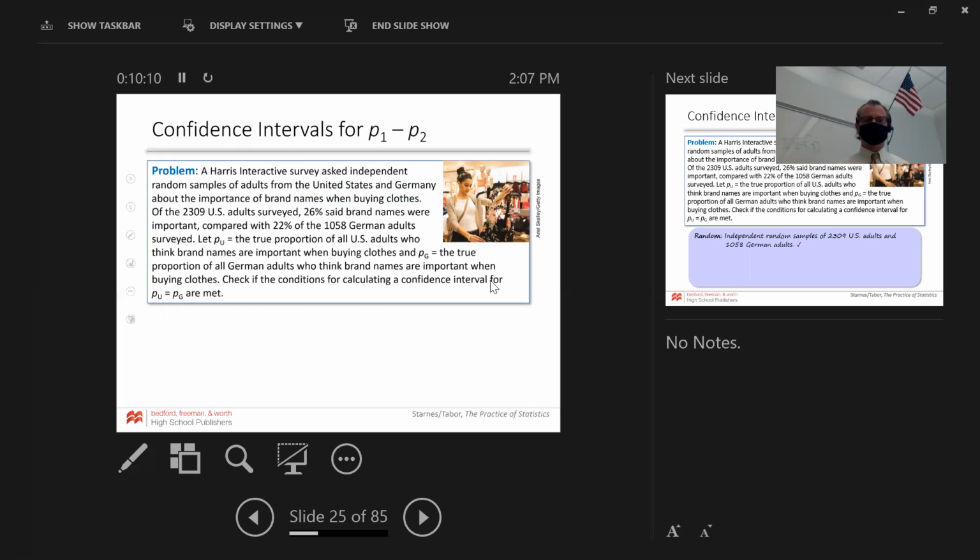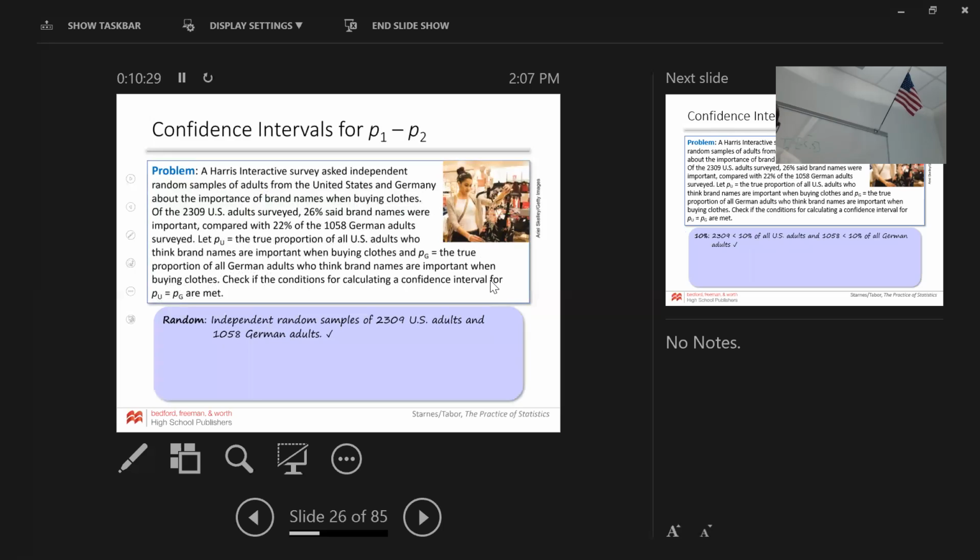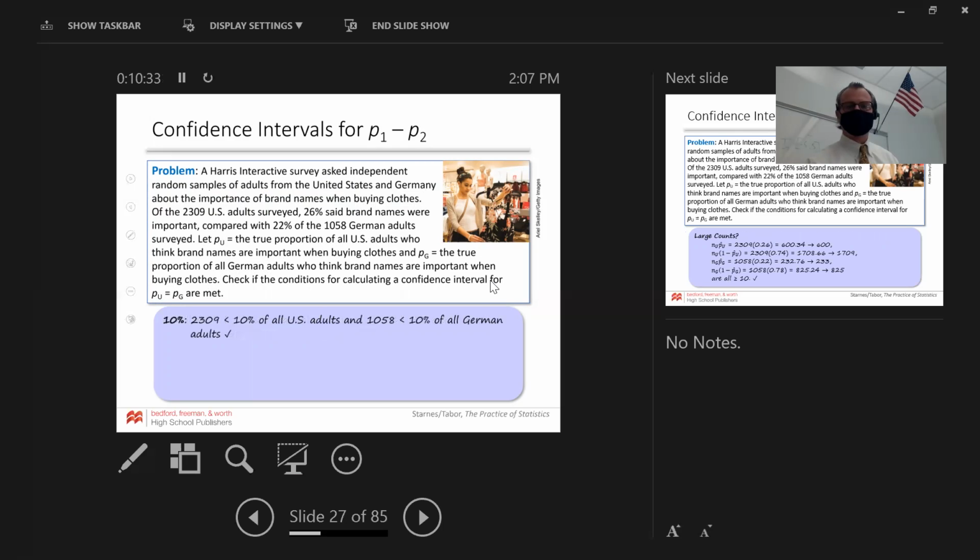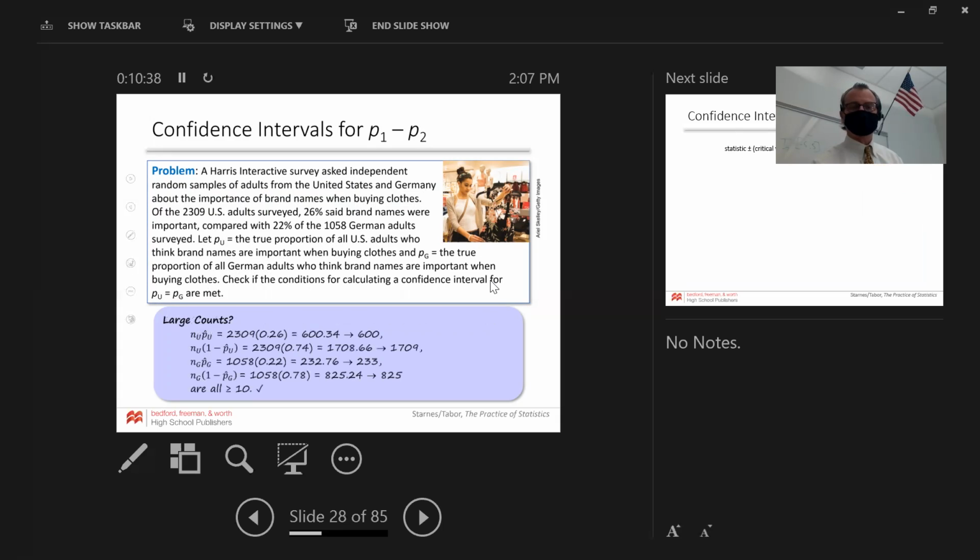So how about this? Brand names, are they important to you? Well, they asked 2,300 US adults, 26% said yes. They asked 1,058 Germans, 22%, said yes. So I have SRS. Those are less than 10% of the population. They're proportions. All of those calculations are greater than 10.